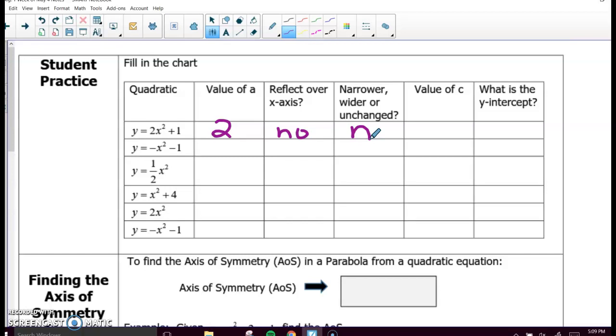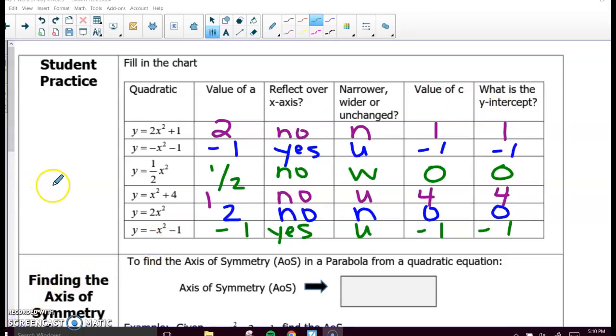My c value is positive 1. Guess what, guys? The c value is also our y-intercept. So if my c value is 1, my y-intercept is 1. Please select pause and finish the table. As you see the answers, select pause to compare yours with the table.